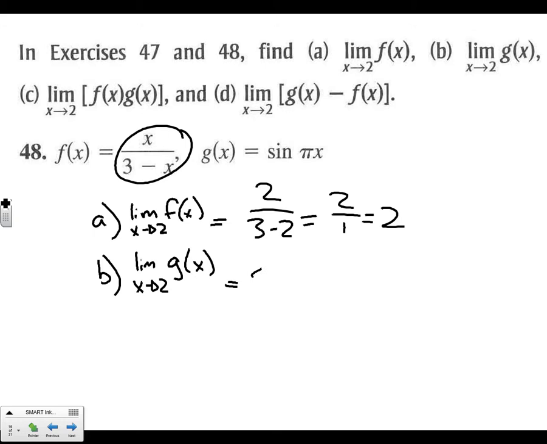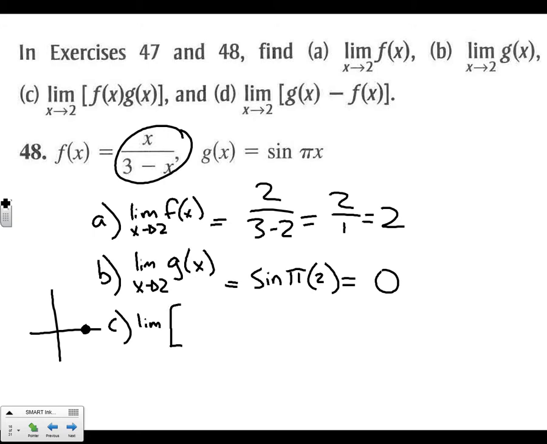In this one, we're going to have the sine of pi times 2. The sine of 2 pi is going to be what? Do we remember? Remember 2 pi is over here, the same as 0 degrees. What's the y value over there? 0. Okay, so the sine of 2 pi is 0. That works. We can do that one. How about c? The limit of f of x, g of x, as x approaches 2.